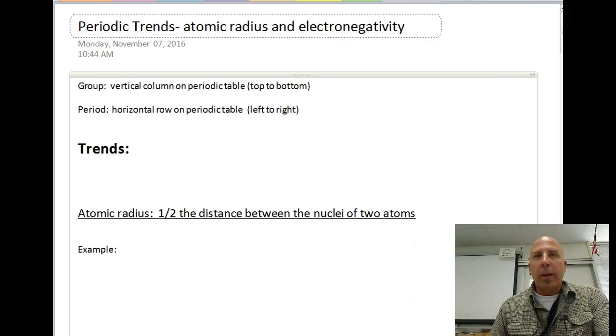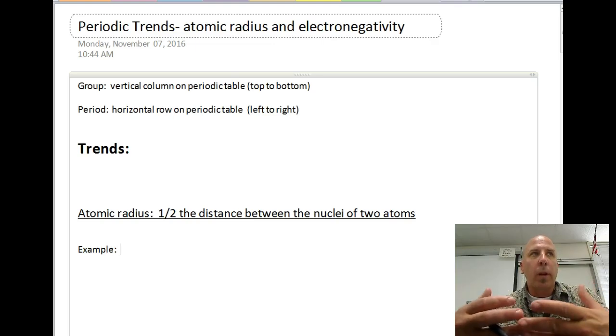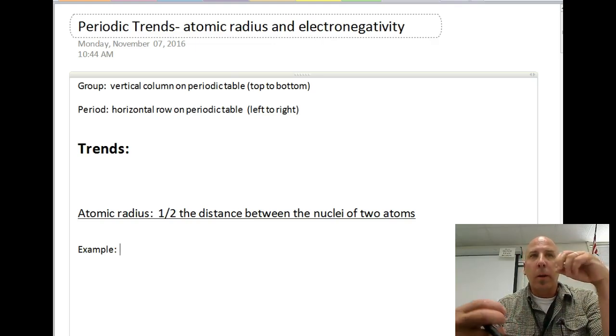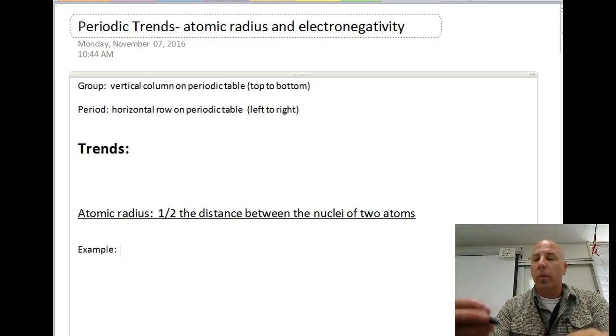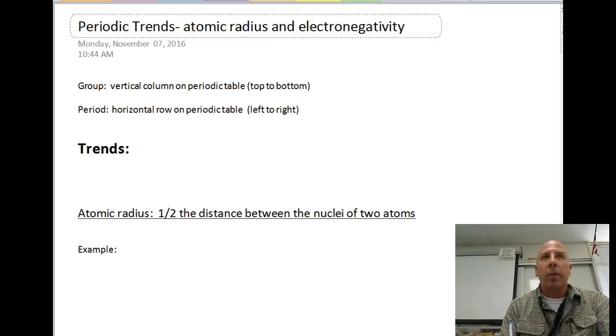Okay, we're talking about atomic radius and electronegativity, and we're talking basically about periodic trends. What happens when we go from the top to the bottom down a group and from left to right across a period? So let's do a quick little review of those type of things first.